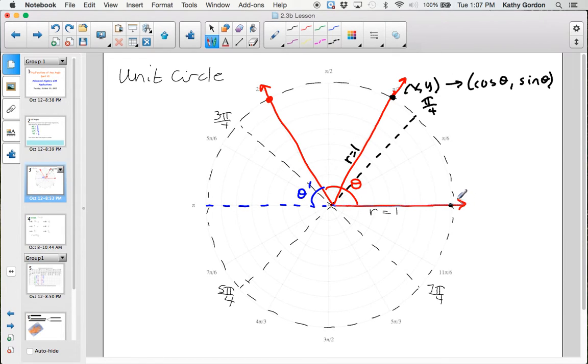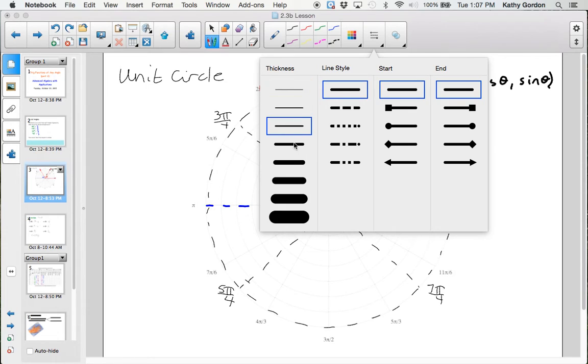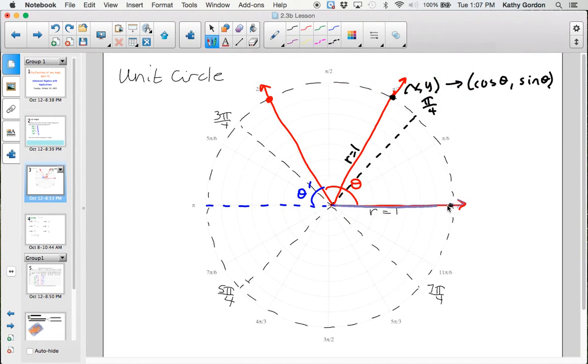that started here. Okay, make that a little thicker. So if I start here and I go pi over 2, I'm going to end up there. And this point that's tracking and making this circle ends up right there. Can somebody tell me the ordered pair for that point?